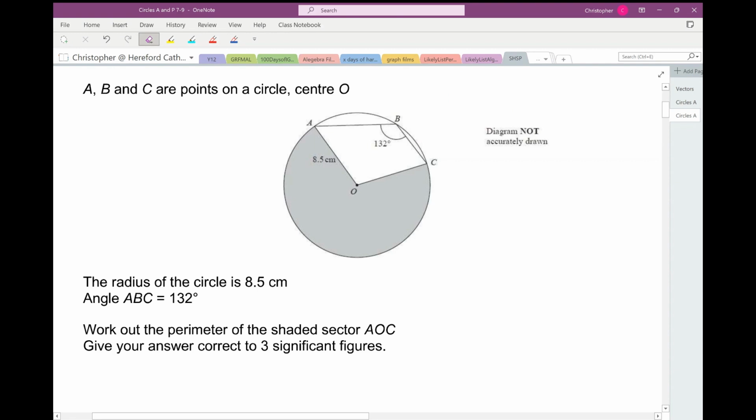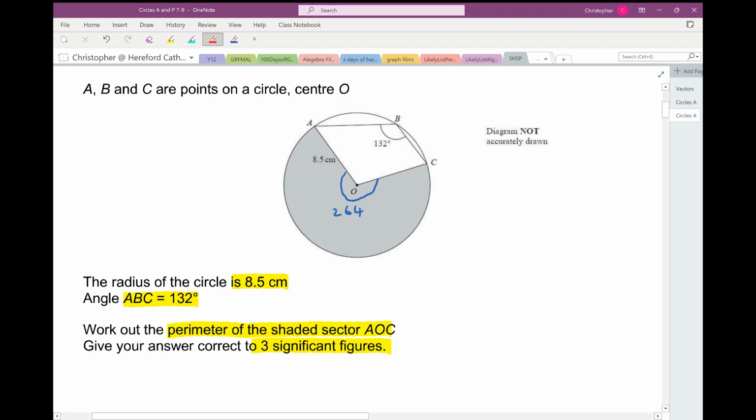Question 1. A, B and C are points on the circle, and I'm told the radius of the circle, which is marked on the diagram, and that angle ABC, which is an angle on the circumference, is 132. I'm asked to work out the perimeter of the shaded sector, giving my answer to 3 significant figures. Okay, let's have a look. If that's the angle at the edge, 132, then the angle at the centre would be double 132, which is 264. So I'm really just being asked for the perimeter of the shaded sector.